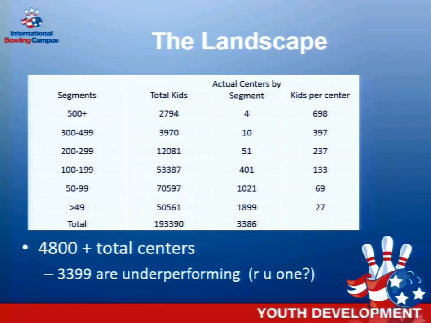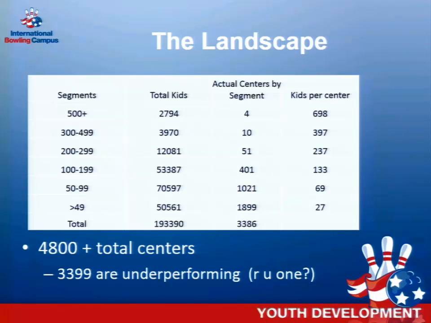And if you look at this, on my far right are segments of bowlers in a youth program, i.e. centers that have 500 or more. Centers that have 300 to 499 kids. Centers that have 200, and then down at the bottom, centers that have less than 49 bowlers. I'll step out of the way, because I kind of know the numbers. But there are 4,800 bowlers in the U.S. 3,399, in my opinion, are underperforming.